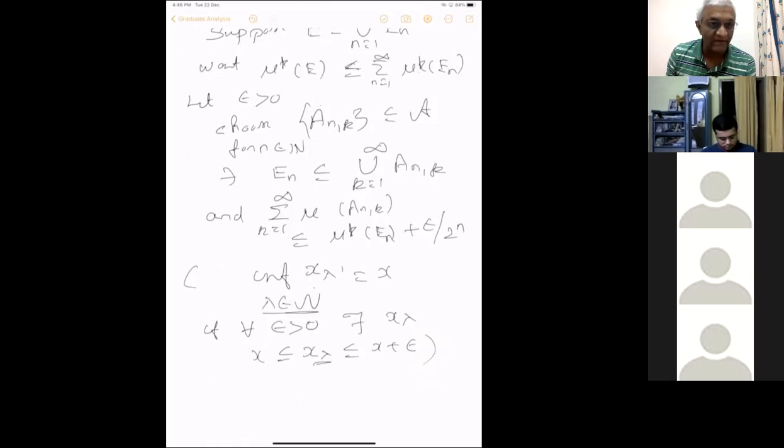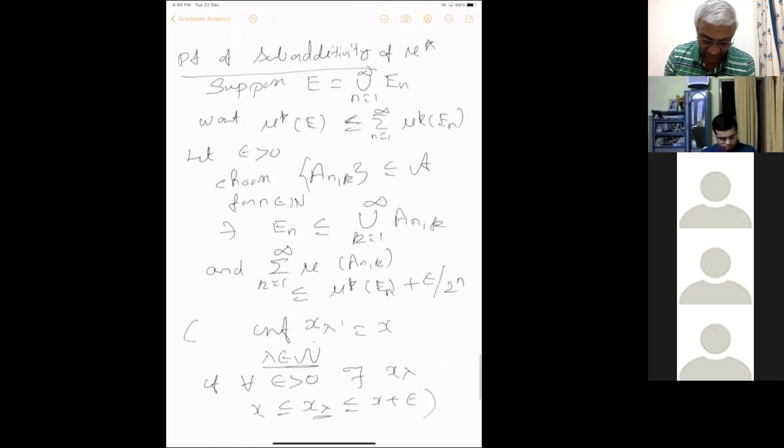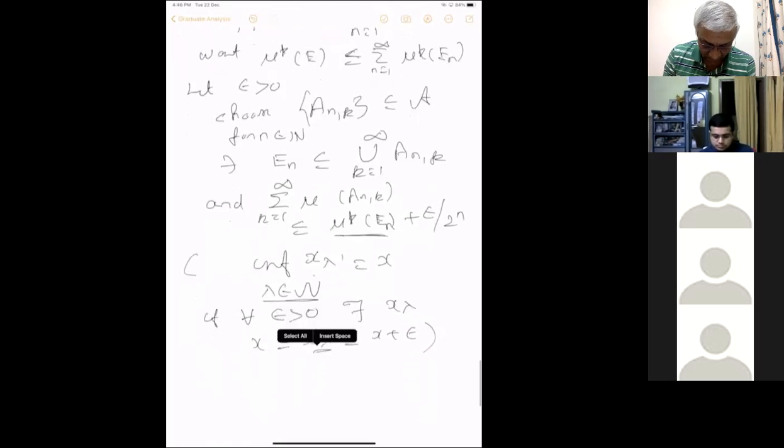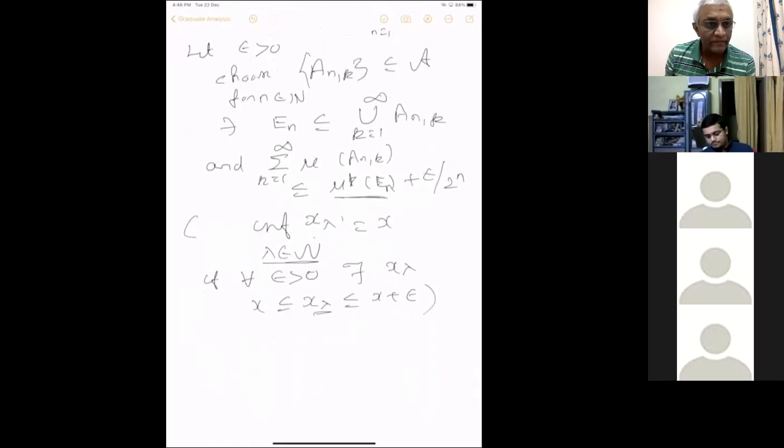Using this definition, this mu star En is just the infimum of all this collection. So if I increase this mu star En by epsilon by 2 power n, epsilon can be anything, then I will get a collection of these A_{n,k} such that it satisfies this property. So I have written it correctly. There is no problem. This is the definition.